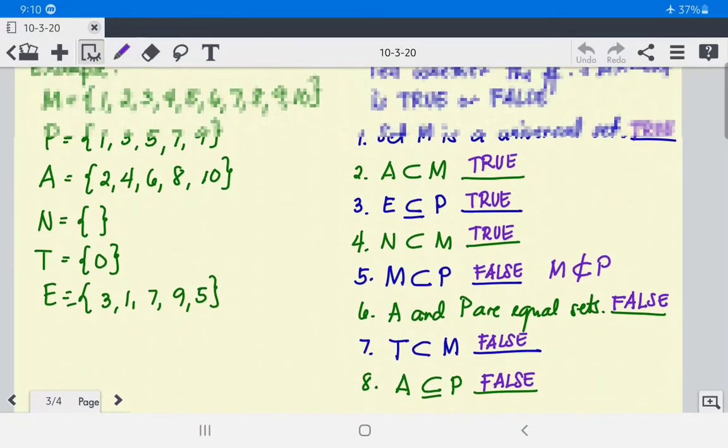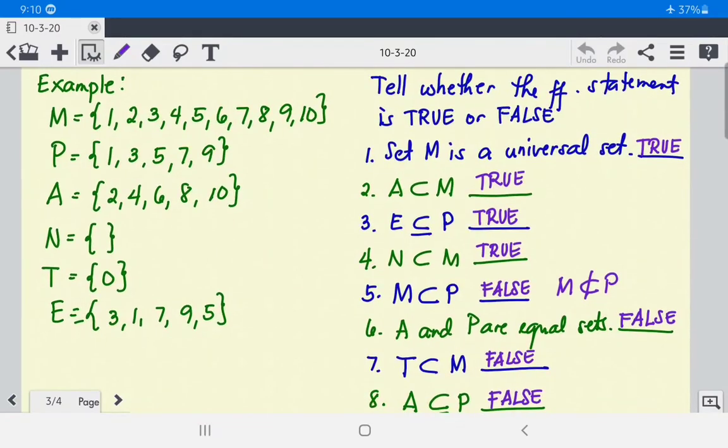Okay, so we're done with our topic about universal sets and subsets. I hope that you learned how to illustrate universal sets and then subsets.